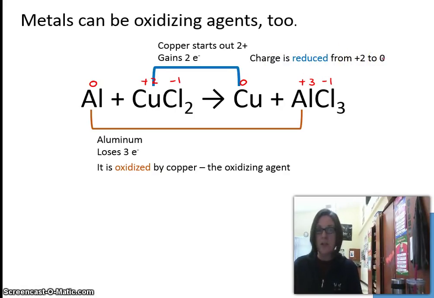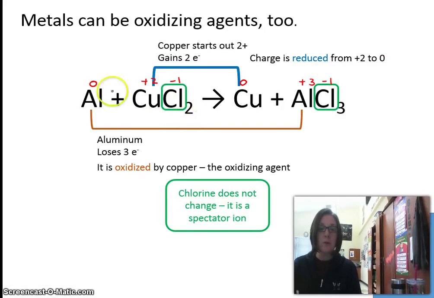Well, this reaction has a third element in it. It has chlorine. But if you look at those chlorines, they're always -1. Nothing happens to the chlorine. And when that happens, we call that a spectator ion. It's just sort of there watching, being the negative ion around all these positive things.